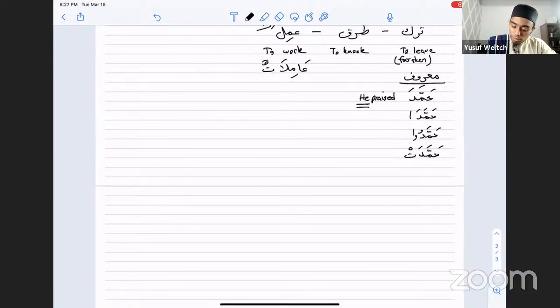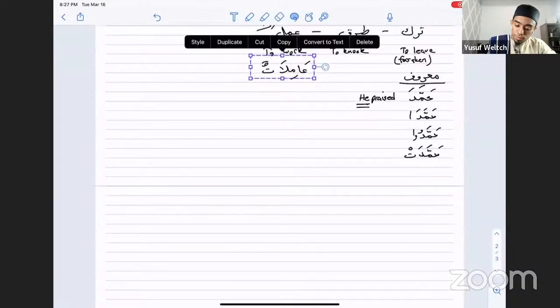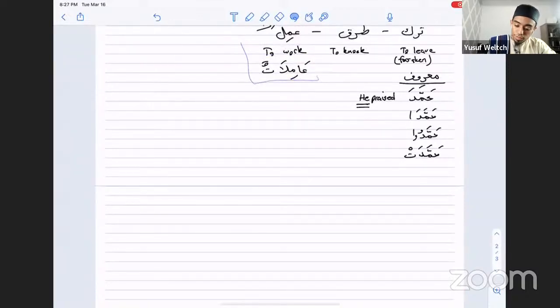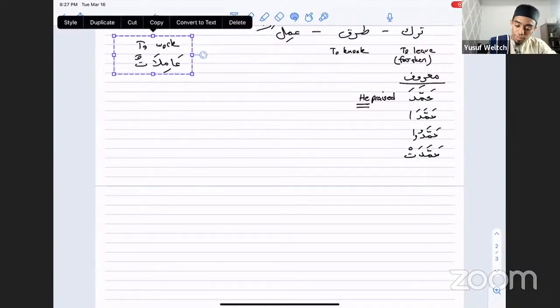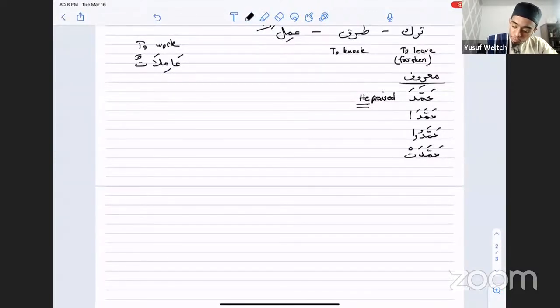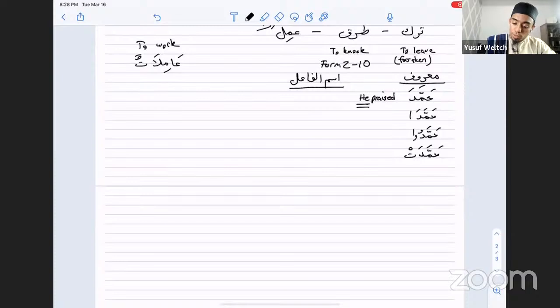Now we want to do the ism al-fa'il, which is essentially the same thing as the active verb, but we're changing it into a noun, so we're taking out the tense. We're doing this from form 2 to 10 now. When you want to make the active participle, do you make it from the past tense or the present tense?